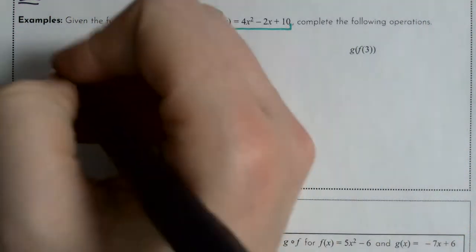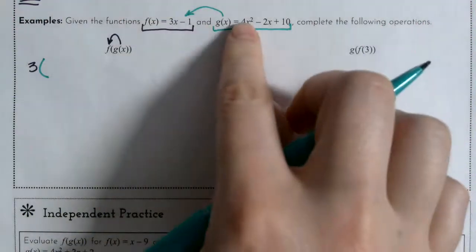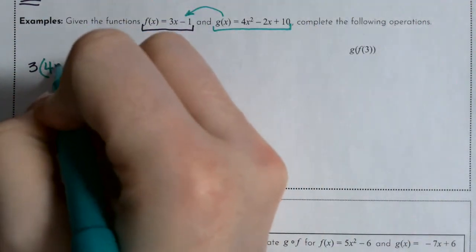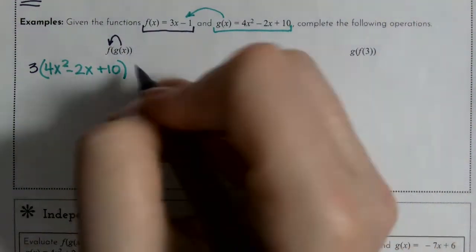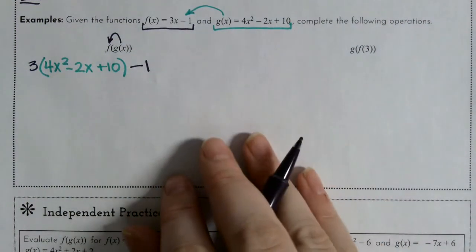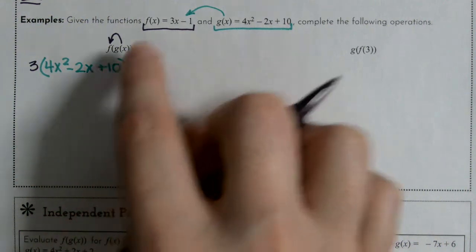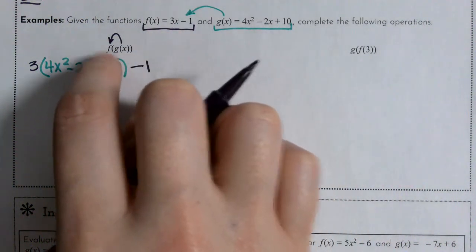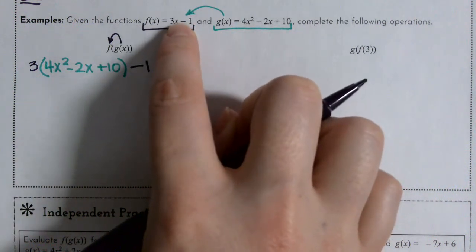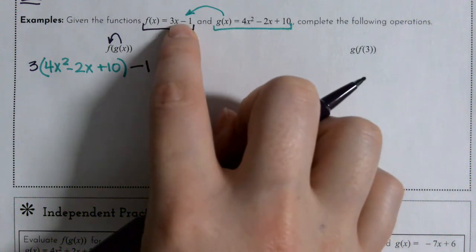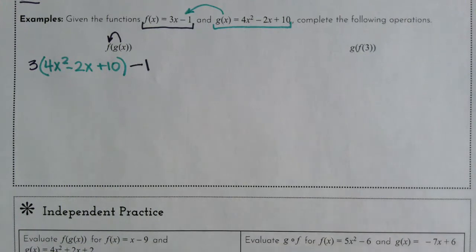So for ours, we have a 3, then an x, so in parentheses is the entire blue function, 4x squared minus 2x plus 10, and then minus 1. You can see this should mirror the outside one. So f is on the outside, this is f. It should look exactly the same, except x is the only thing that should be different. Everything else should be the same. X got replaced, and that's what it should look like. And then you're just going to follow your PEMDAS steps from there.